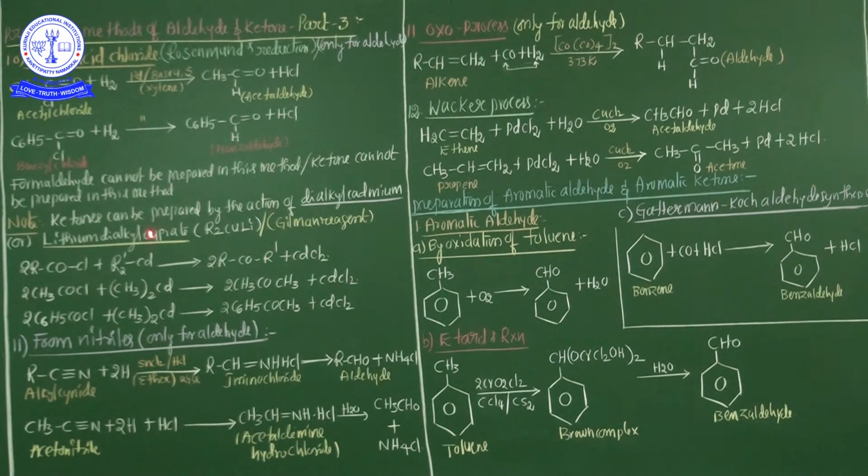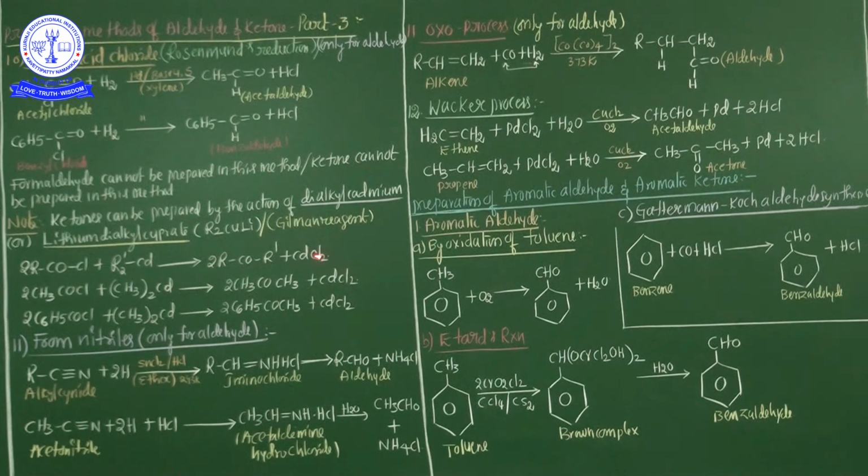Ketones are not possible, but here acid chloride, listen carefully, acid chloride reacted with either dialkyl cadmium or Gilman reagent easily prepares the ketone. See, this is the general representation equation, 2RCOCl, this is acid chloride, and R2Cd means dialkyl cadmium. Now what happened? RCOR', this is a ketone group, is formed.